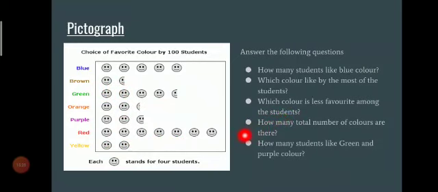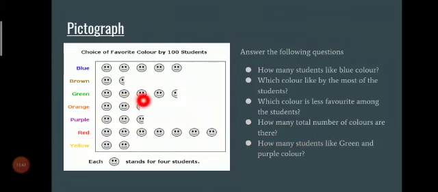Question number 4. How many colors are there in total? Count the number of colors and give me the answer. In the last question, how many students like green and purple color?